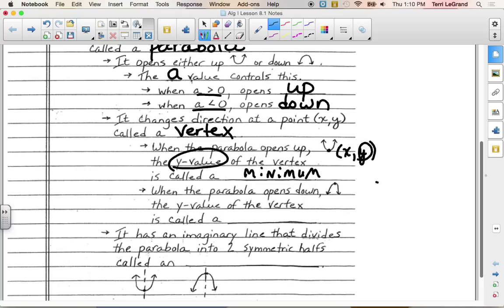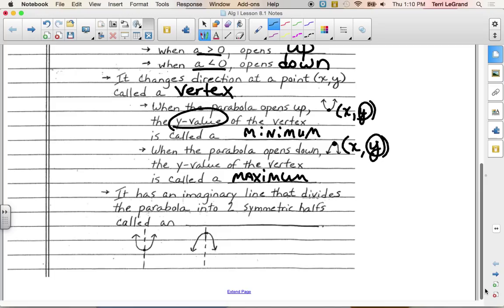When the parabola opens down, that's one of those throw the football, it reaches a peak, it comes back down. The y value of the vertex is called a max, maximum. That's as high as it goes. So again, we have this vertex here. It is ordered pair x, y. Its y value is considered the maximum. Whatever the y value of that vertex is, this is just a generic one.